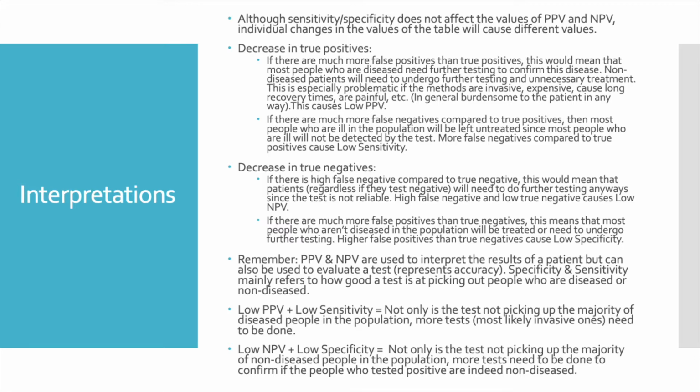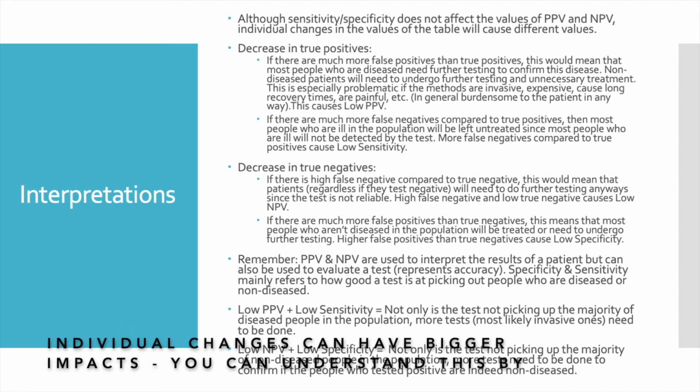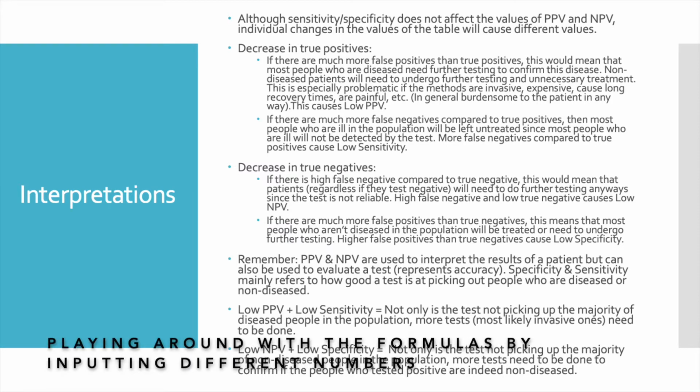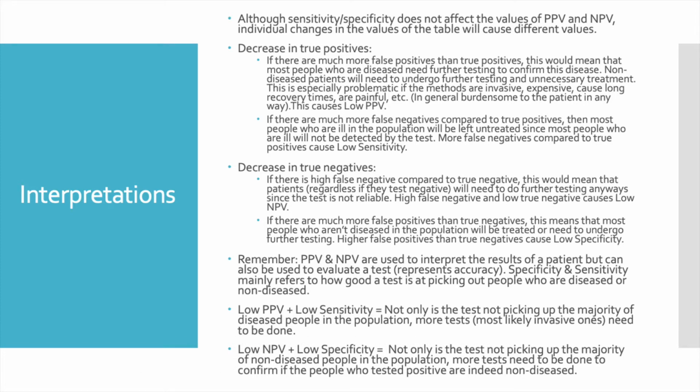So, we now know that sensitivity and specificity values do not affect the values of PPV and NPV. However, individual changes in the values of the table will cause different values. This is because if there's a decrease in true positive values or true negative values on their own, it can cause changes. Remember through the formulas that the true positive value is involved in PPV and sensitivity, while the true negative is involved in NPV and specificity.